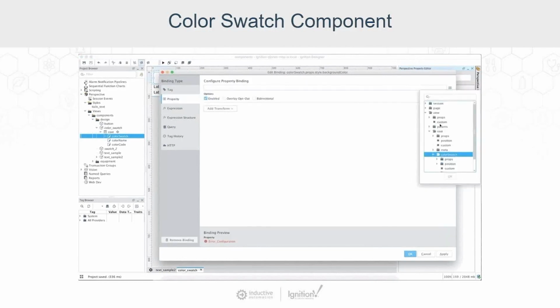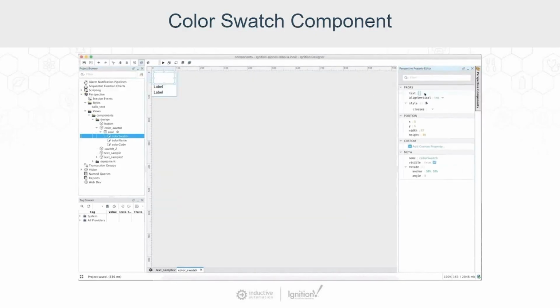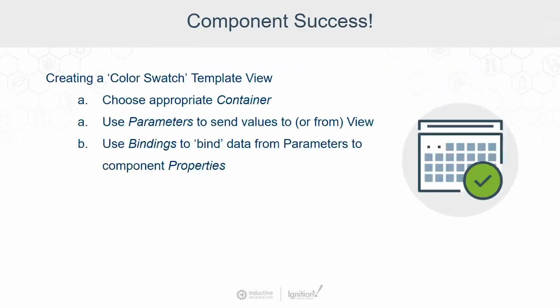So here we are, we're finding the property we want to bind to, which is one of our parameters. Click color code, accept it. Our values are now being driven by that parameter. And that was it to making our template view.